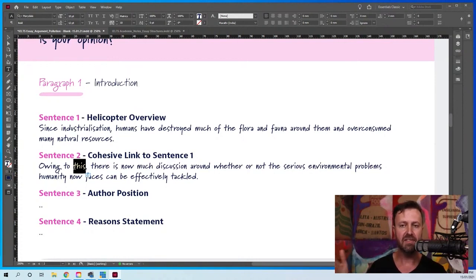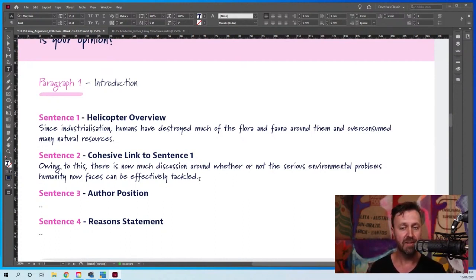So what we've said basically is humans have destroyed the earth for a long time. Because of this, or owing to this behavior, there is now much discussion around whether or not the serious environmental problems humanity now faces can be effectively tackled, or effectively combated, managed, that type of thing. So it's important that we start strong. It's truly important that we give the examiner a really good impression when we start.